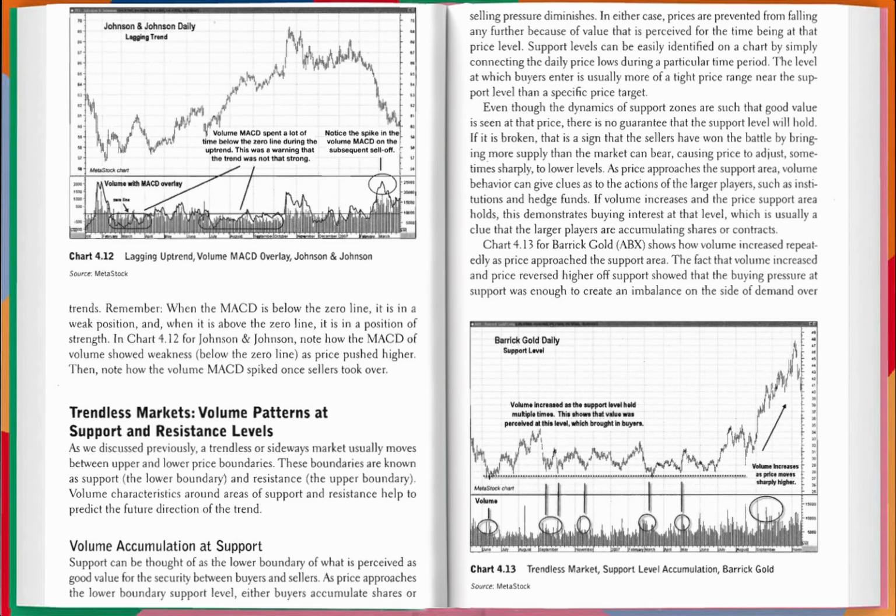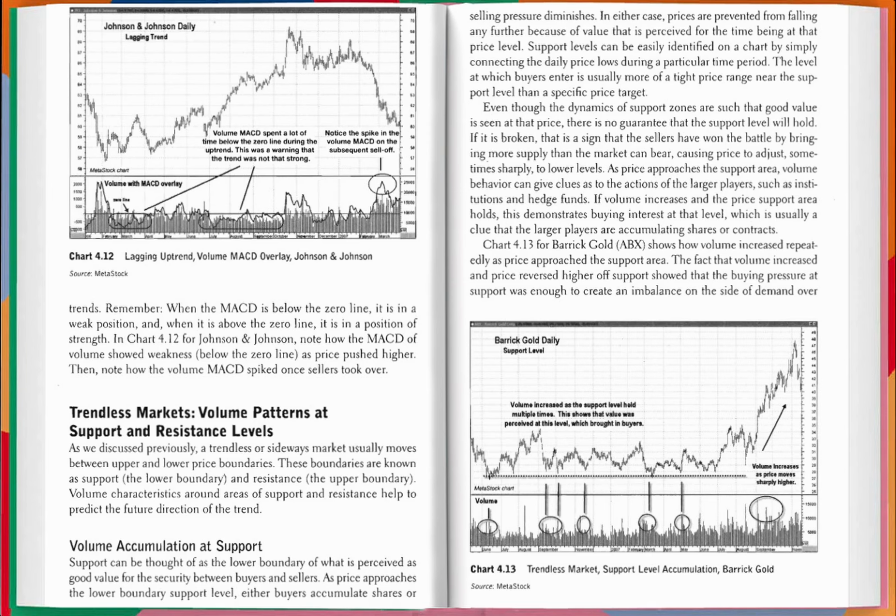Trendless markets, volume patterns at support and resistance levels. As we discussed previously, a trendless or sideways market usually moves between upper and lower price boundaries. These boundaries are known as support, the lower boundary, and resistance, the upper boundary. Volume characteristics around areas of support and resistance help to predict the future direction of the trend.